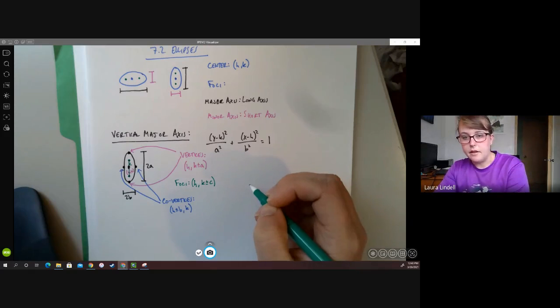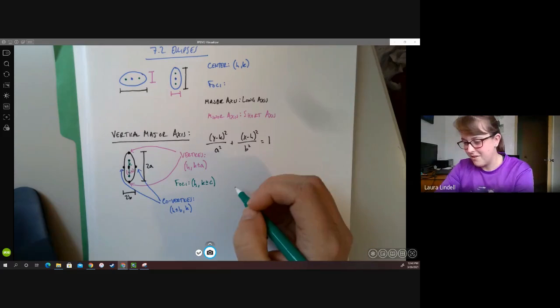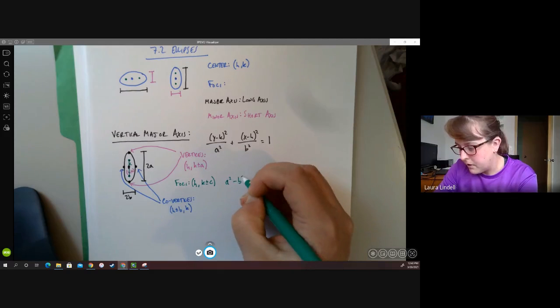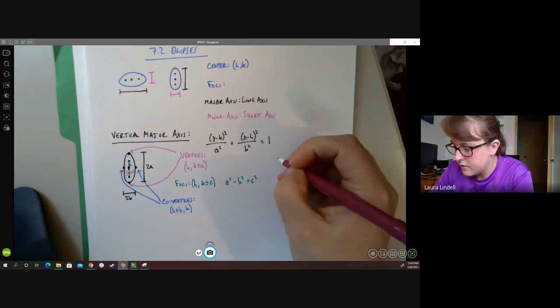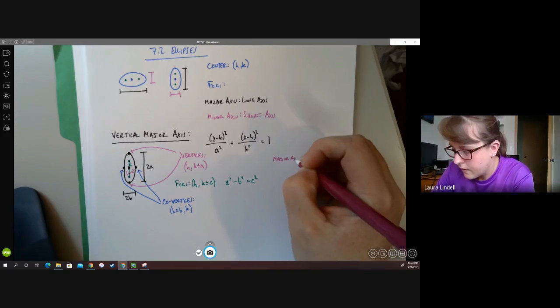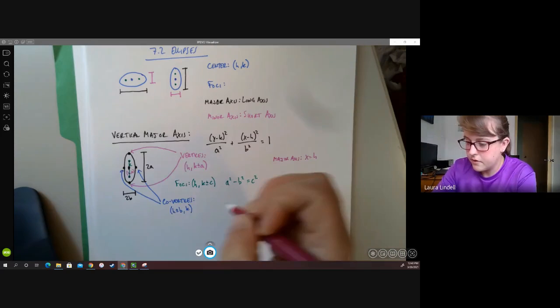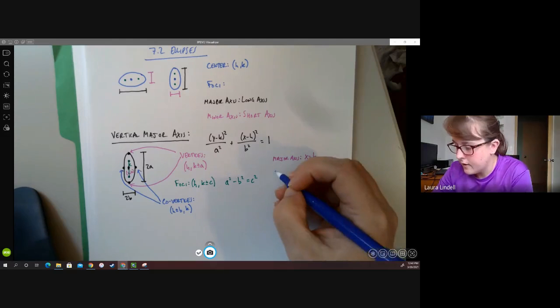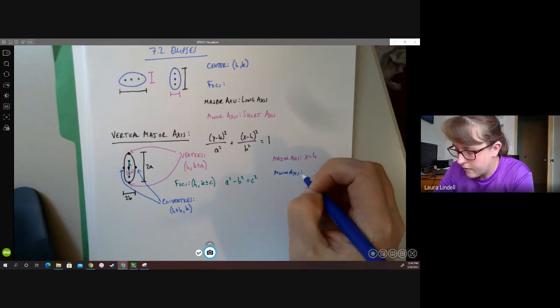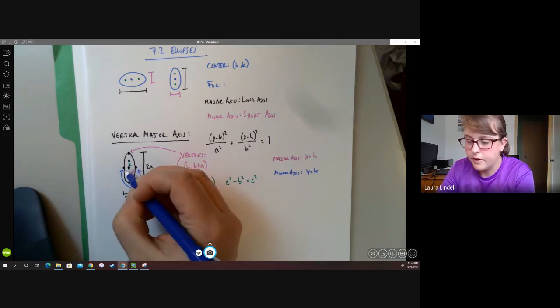And the way that we calculate c is using something that looks kind of like the Pythagorean theorem, but it's not. It's a squared minus b squared equals c squared. So instead of a squared plus b squared equals c squared, it's a squared minus b squared equals c squared. Okay. And then the equations of the axes, the major axis is x equals h, this line here. The minor axis is y equals k, this line here.